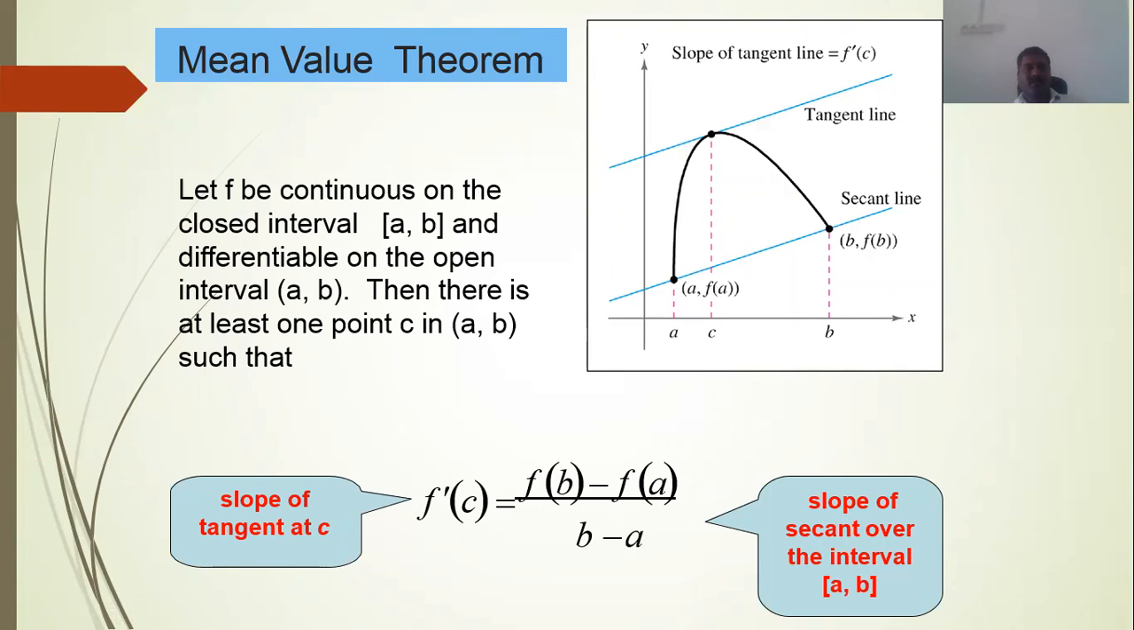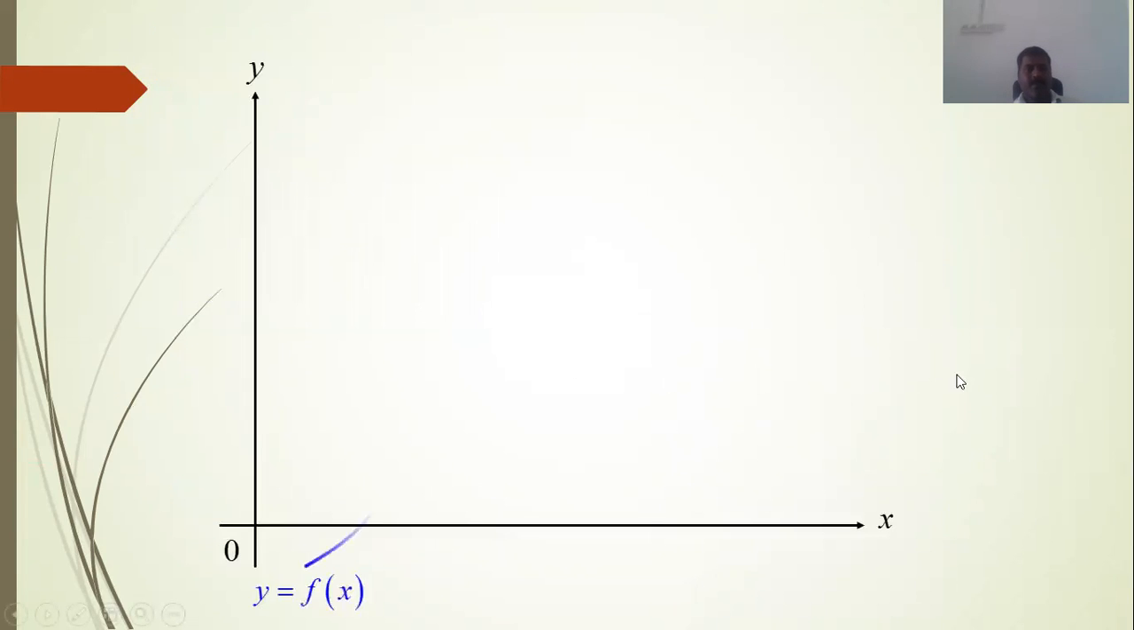So if f(x) is continuous in [a, b] and derivable in (a, b), then there exists at least one point c in (a, b) such that [f(b) minus f(a)] by [b minus a] equals f'(c). That is what the mean value theorem says.